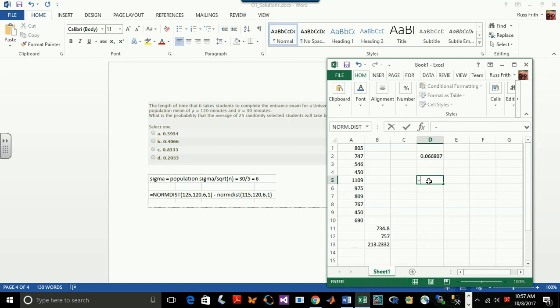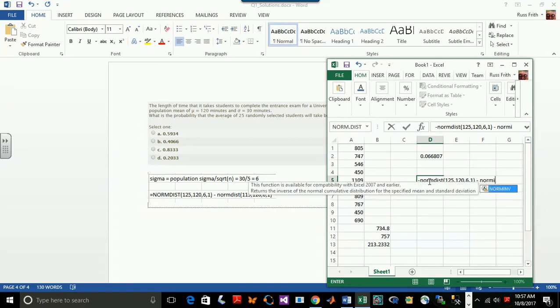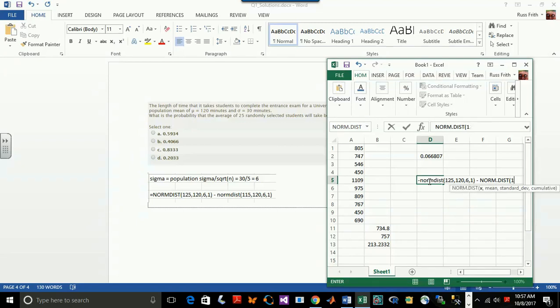So this would equal norm.dist 125, 120, 6, 1 minus norm.dist 125, check that, 115, 120, 6, and 1. All right, and so what happened? Oh, I have them. What is that? Another typo, right?